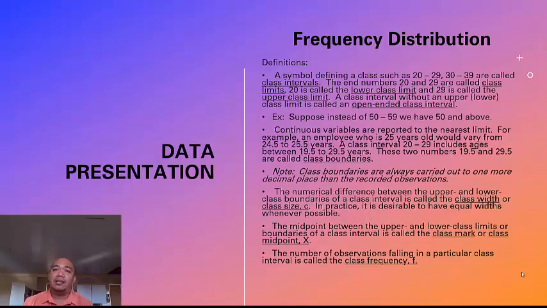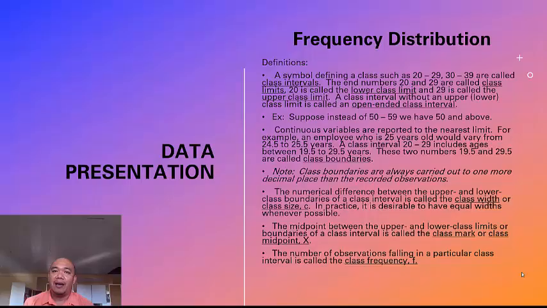The end numbers 20 and 29 are called class limits. 20 is called the lower limit, and then 29 is called the upper limit. A class interval without an upper or lower class limit is called open-ended class intervals. Open class intervals usually are continuous variables.